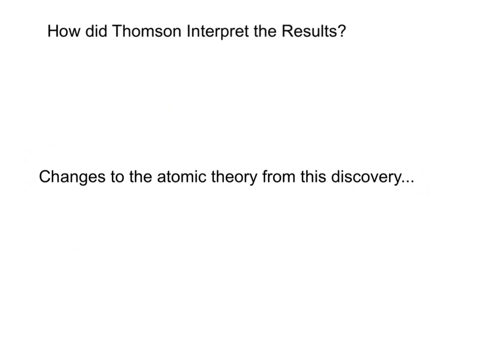So what did Thomson do with his results? Well, the first thing we did talk about was the fact that the particles being produced from the cathode were being attracted to the positive plate. So that's the first thing that he interpreted from his results, that these little particles were negatively charged. So cathode rays made small, negatively charged particles.